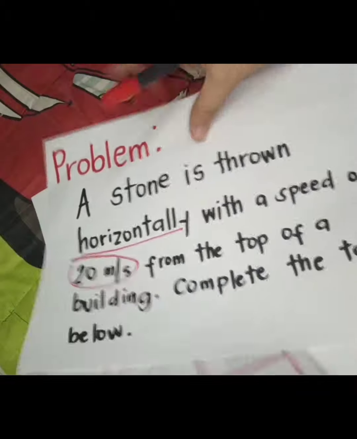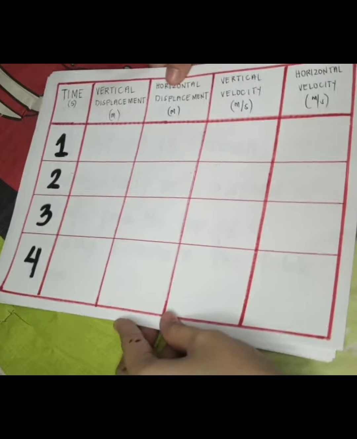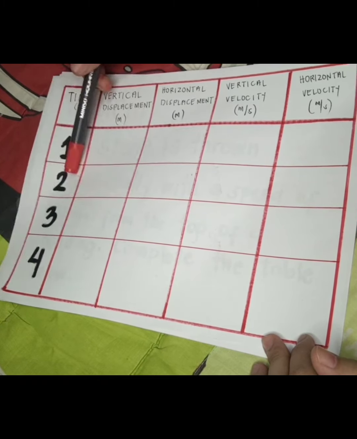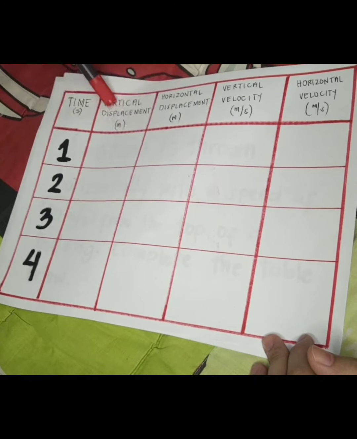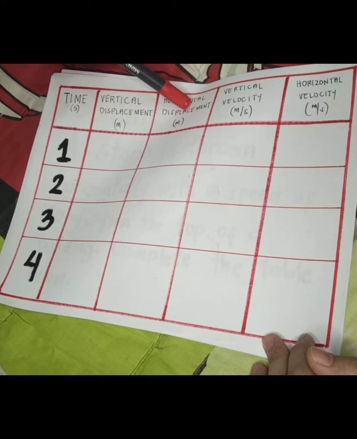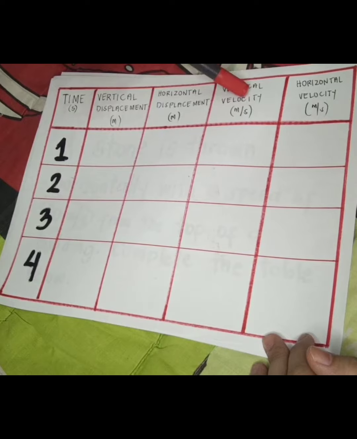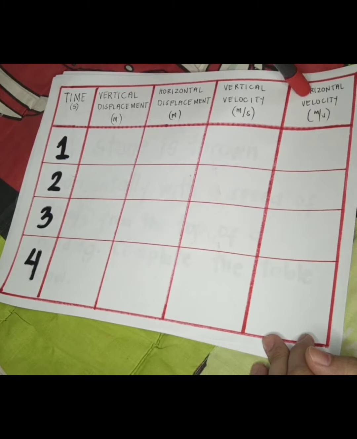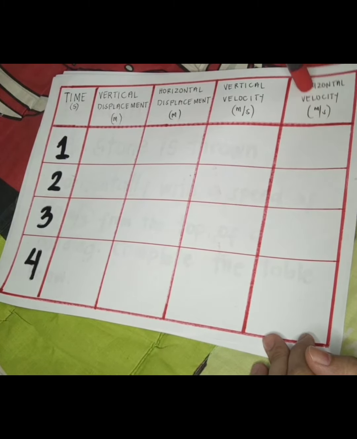Here is our table. In the first column, we have the time interval of 1, 2, 3, and 4 seconds. On the second column, we are tasked to find the vertical displacement in meters. Third, the horizontal displacement in meters as well, and the vertical velocity in meters per second, and lastly, the horizontal velocity. So class, take note that the horizontal velocity is constant.